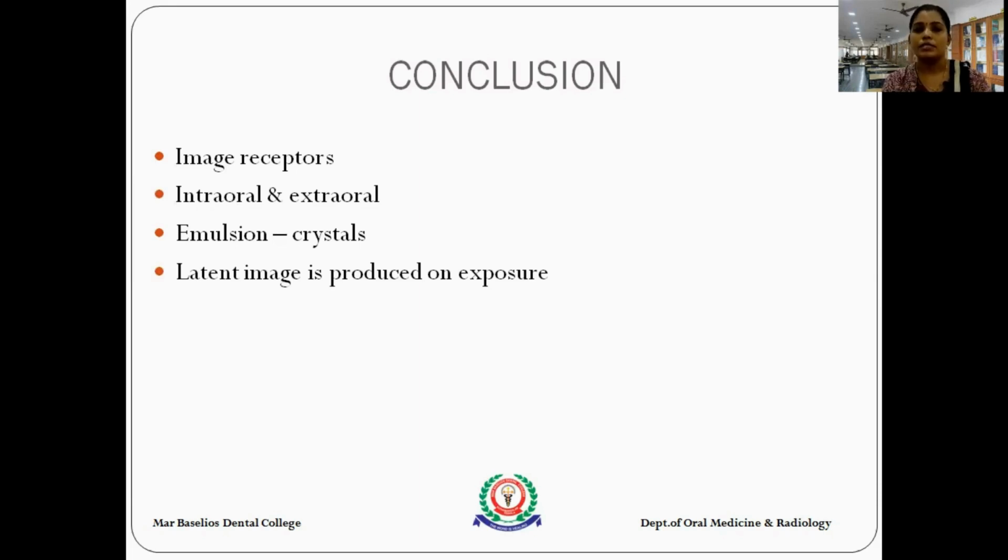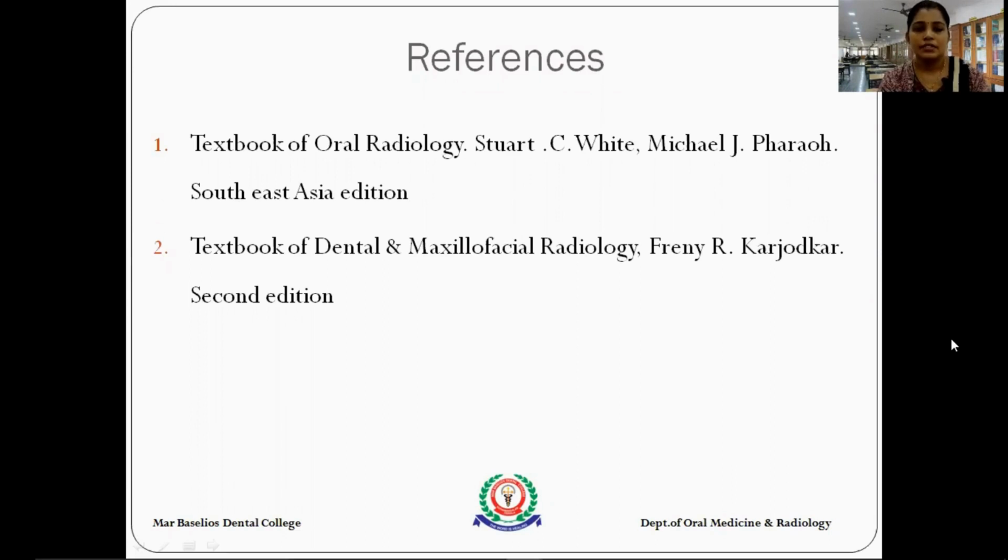Processing is done by either manual processing or automatic processing. So these are the reference textbooks available for the topic X-ray films. You can go through White and Pharoah's textbook of oral radiology, or the textbook of dental and maxillofacial radiology written by Freny R. Karjodkar.